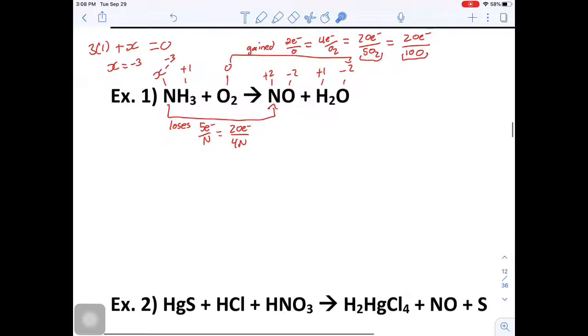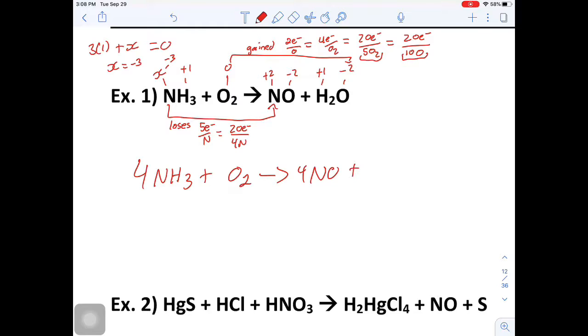So I'm going to balance based on electrons. For 20 electrons to transfer, I need 4 nitrogens. So I'm going to write 4 and 4 here. So there's 4 nitrogens forming 4 NOs plus H2O.